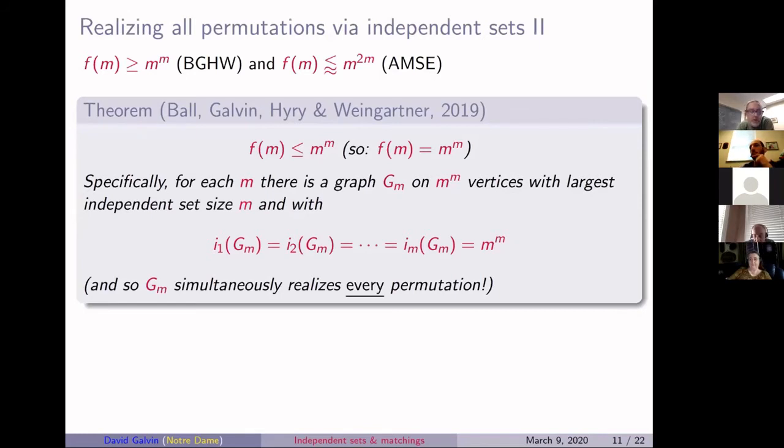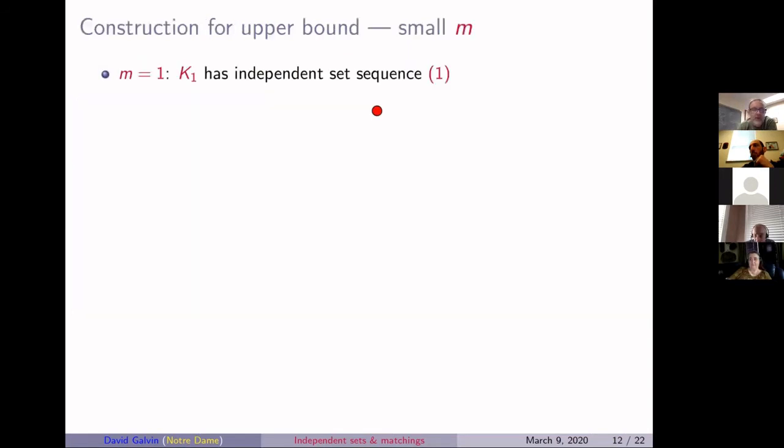What I'm going to do to describe this construction is take you through it in some simple cases, m equals 1, m equals 2, m equals 3, and we'll start seeing a certain pattern emerging. So for m equals 1, I am targeting the sequence that has one term in it, and the one term is 1. And that's easy. I just take a single vertex.